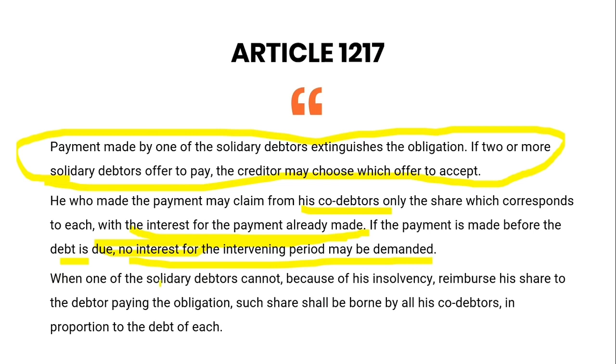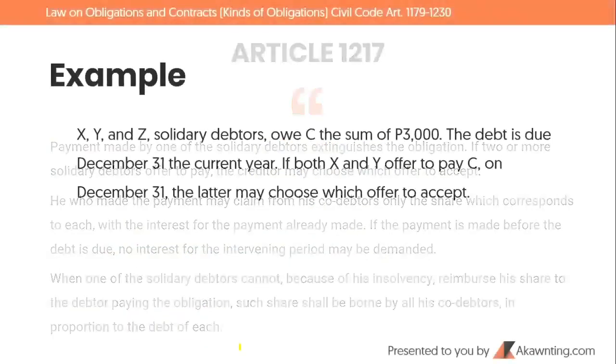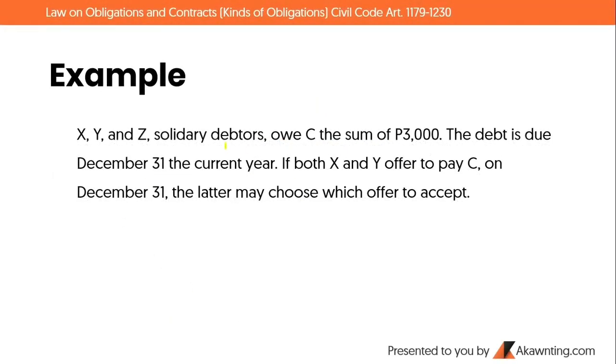When one of the solidary debtors cannot, because of his insolvency, reimburse his share to the debtor paying the obligation, such share shall be borne by all of the... Okay, so parang partnership lang to actually itong last paragraph na to. So, yan natin. X, Y, and Z solidary debtors owe C the sum of 3,000. The debt is due December 31 the current year. If both X and Y offer to pay C on December 31, the latter may choose which offer to accept. Okay, so yan natin.